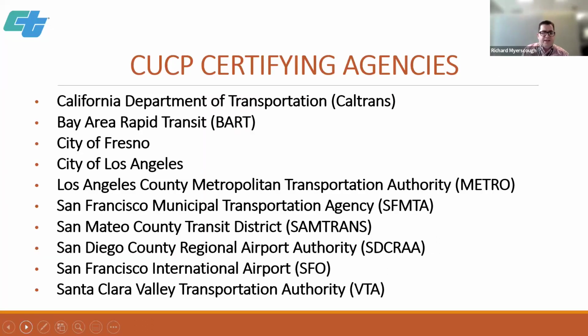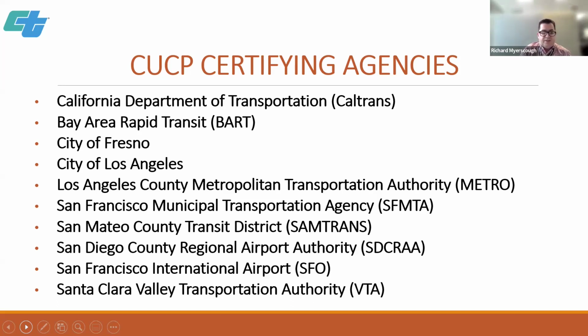So here's some of the certifying agencies, or here's all of them, I should say. And you'll notice Caltrans is probably the only statewide agency on this list. Actually, it's the only one, excuse me. Other certifying agencies include the City of Los Angeles, Metropolitan Transportation Authority, Bay Area Rapid Transit, BART, the City of Fresno, just to name a few.